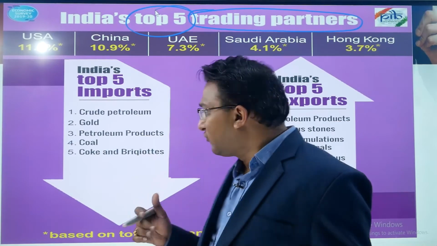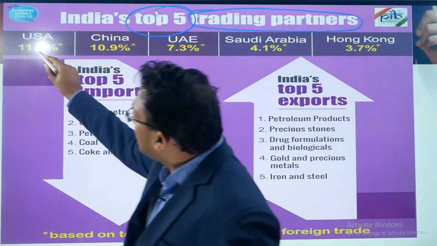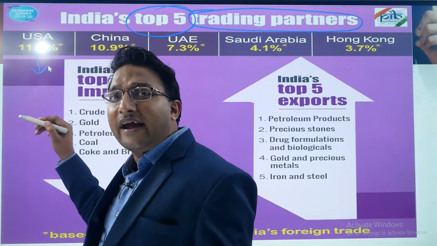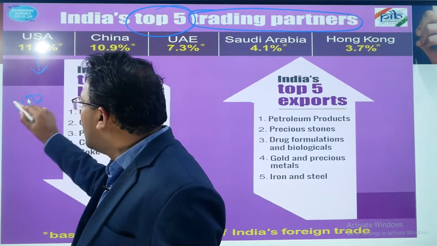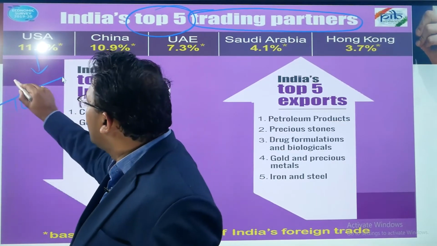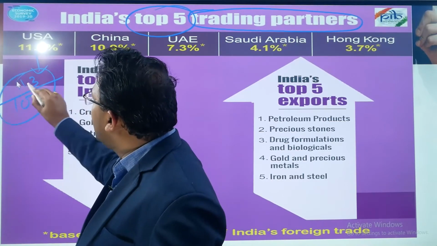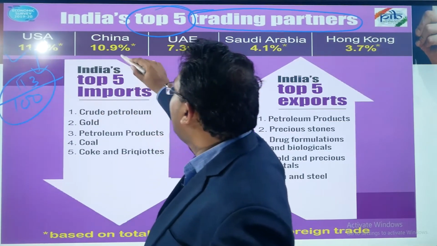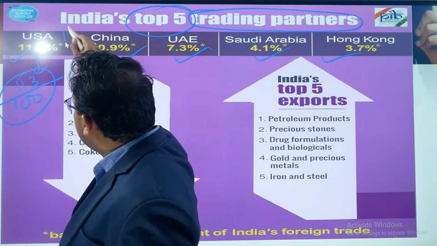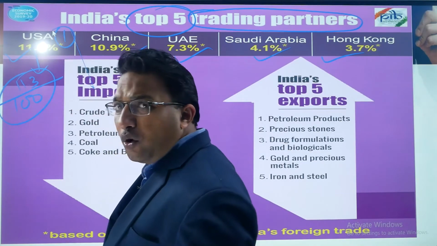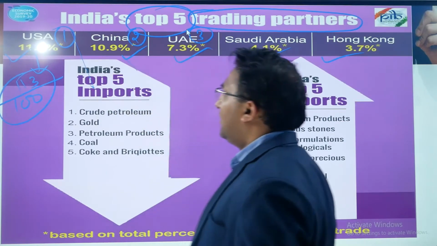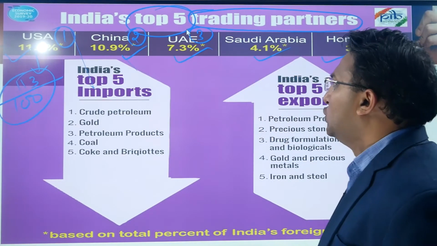For example, we take the USA. Suppose India's total foreign trade, or India's total export and import, is 100 rupees. Now out of this 100 rupees, the value of total export and import done with the USA is 11.3. So this comes out to be 11.3% in the case of USA. Similarly, China, UAE, Saudi Arabia, Hong Kong. You just need to remember USA is the top or largest trading partner. Second largest is China and third largest is UAE.